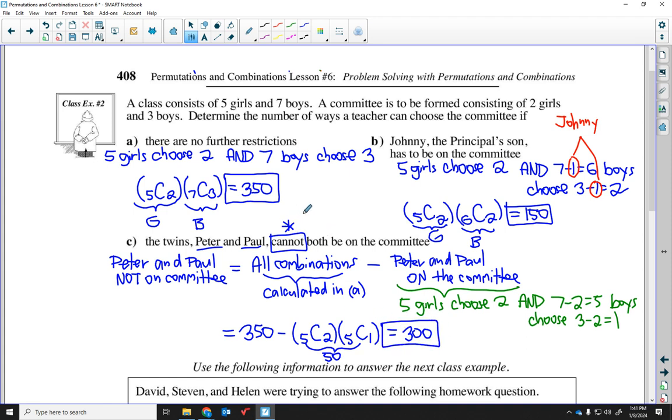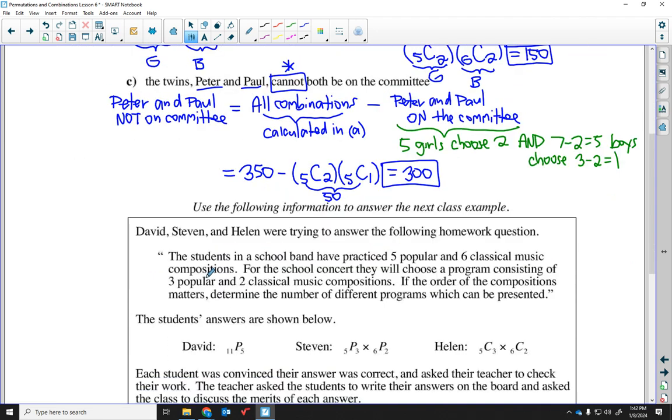So again, a bit of a tougher question if you have to worry about that word that says cannot. But this is generally the way you want to deal with it. Find all combinations and permutations and then subtract the cases where the 2 people are on the committee.